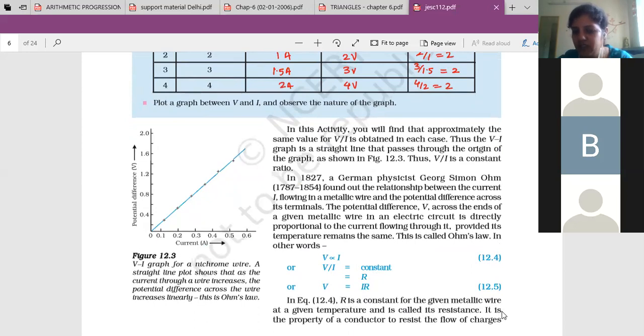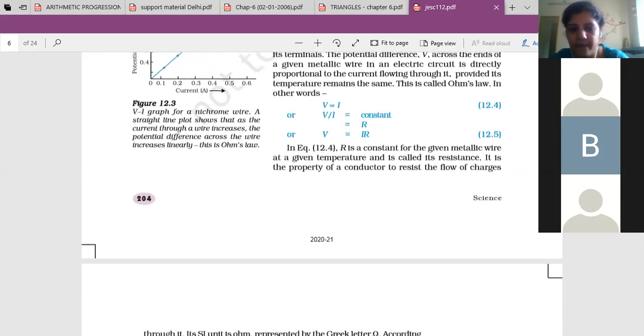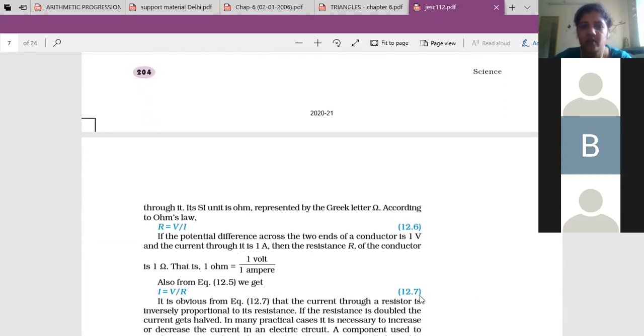And what is resistance? It is a property of the conductor to resist the flow of charges. Resist, that is, obstruct the flow of charges. The SI unit of this resistance is ohm. The scientist's name is given to the unit of resistance, that is ohm. It is shown by the symbol omega. This is also called ohm only, pronounced as ohms. According to Ohm's law, R is equal to V by I.